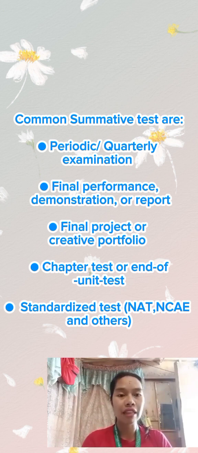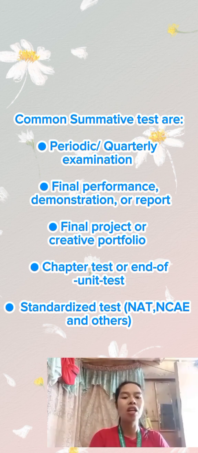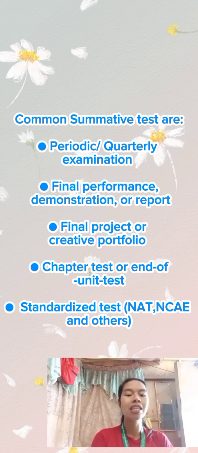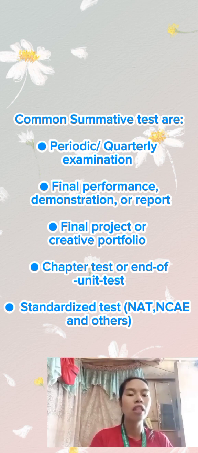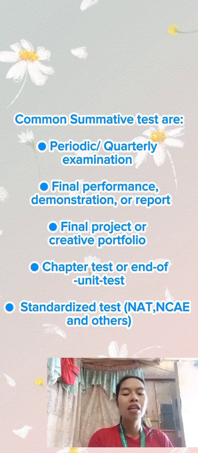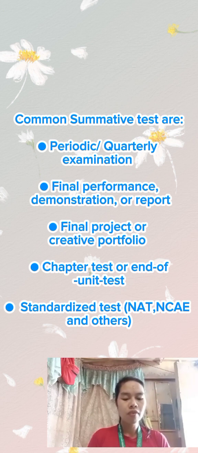First is periodic or quarterly examination. Periodic or quarterly examination is a test given at the end of each quarter to evaluate what students have learned during that time, and it helps teachers to measure how much students have understood and remembered from the lessons, and it helps to determine students' progress and performance.